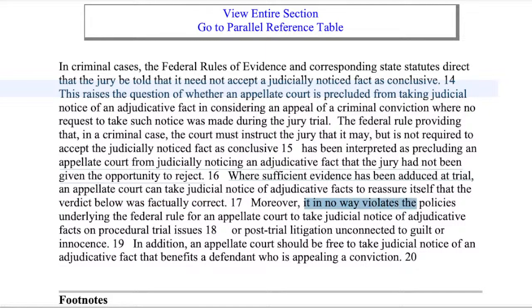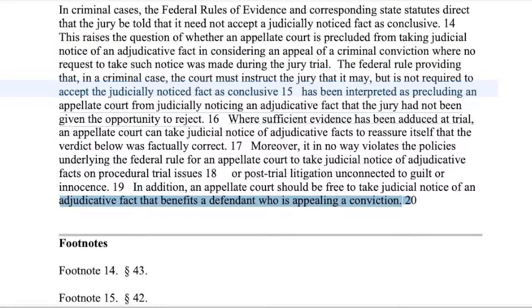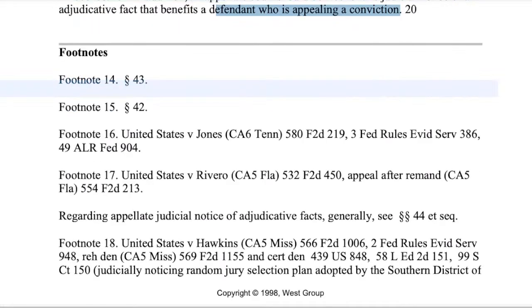Moreover, it in no way violates the policies underlying the federal rule for an appellate court to take judicial notice of adjudicative facts on procedural trial issues or post-trial litigation unconnected to guilt or innocence. In addition, an appellate court should be free to take judicial notice of an adjudicative fact that benefits a defendant who is appealing a conviction. That's footnote 20.